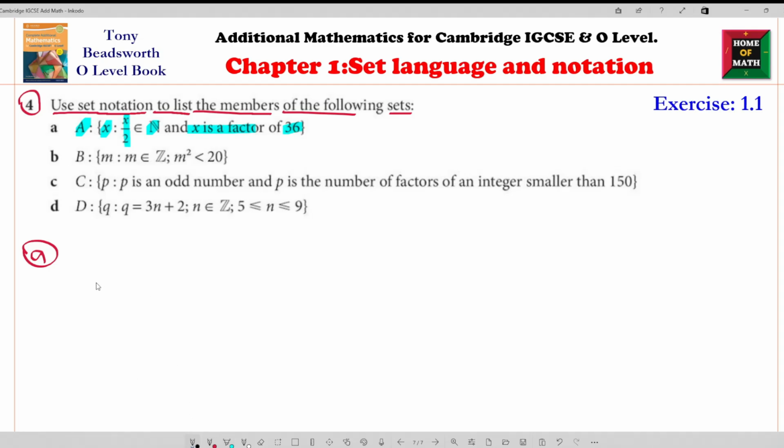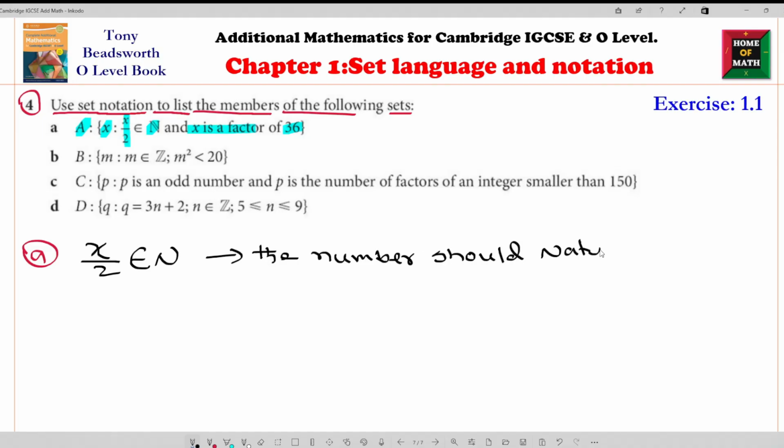First, what does X by 2 element of N mean? It means the number should be natural and even, because once you divide the number by 2 and there is no fraction, it means it's an even number. Suppose 2 by 2, or 4 by 2, or 6 by 2, it's a natural and even number.